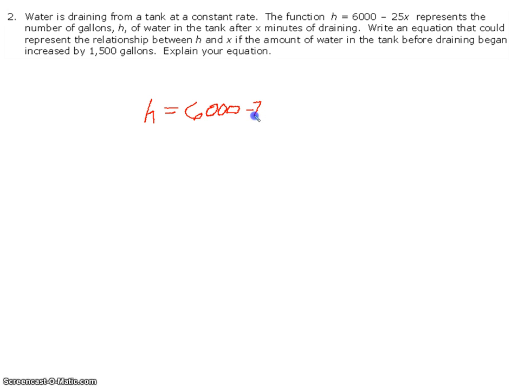So here, the 6,000, which is acting as my y-intercept, my b, right? It's representing the starting amount in the tank. It's how much water was in the tank to begin with. The minus 25, my slope, represents my rate of change, meaning that it is going down by 25 gallons per minute.